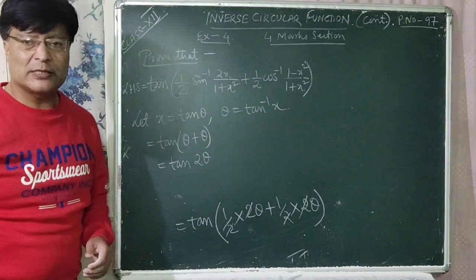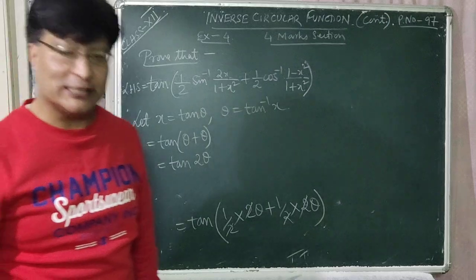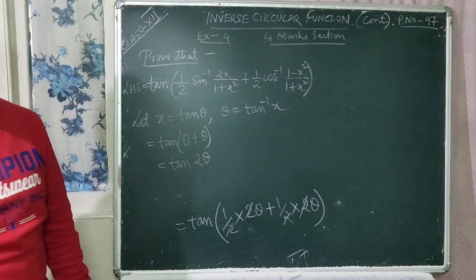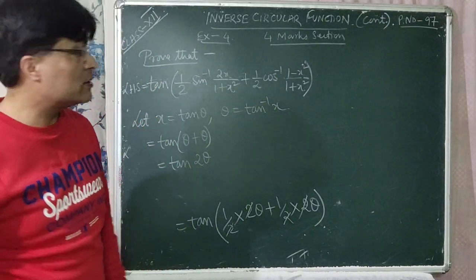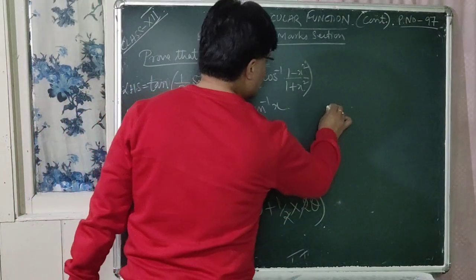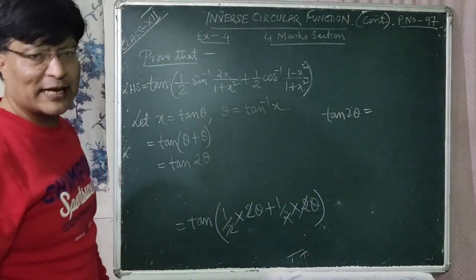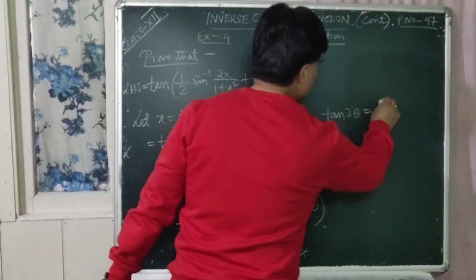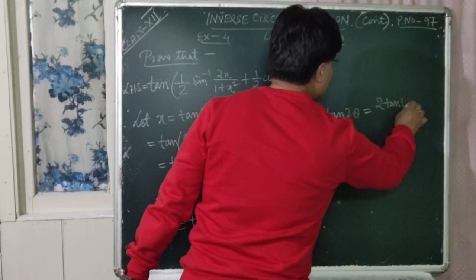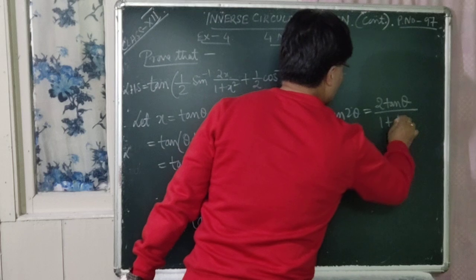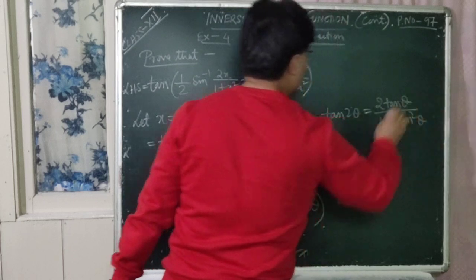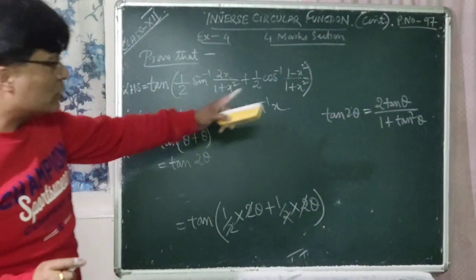So let us write down the formula for tan 2 theta. So you know the formula of tan 2 theta from multiple angles. What is the formula for tan 2 theta in multiple angles? It is 2 tan theta divided by 1 plus tan square theta. Okay? So you should remember all this.